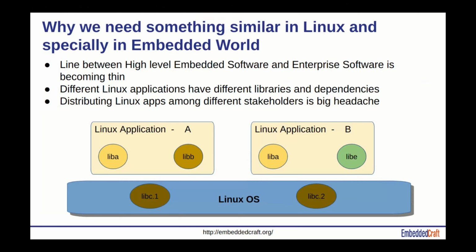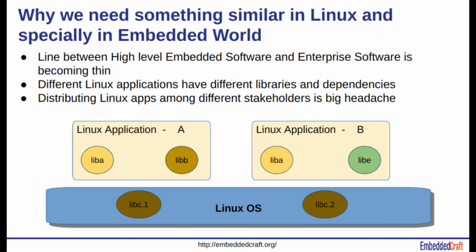The line between high-level embedded software and enterprise software is becoming thin. Over-the-air updates are becoming a necessary requirement for embedded software as well. Example systems: digital cockpit in automotive, high-performance computing in the medical and automotive industry. We need a way to pack the application with all dependencies together. Another reason is we need to move to a microservice model, where each service can be independently enabled or disabled.